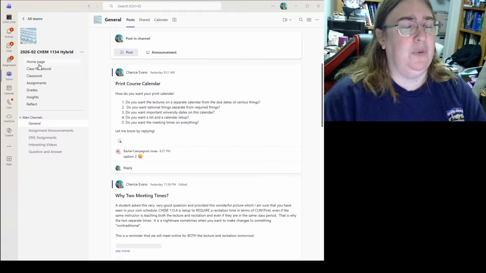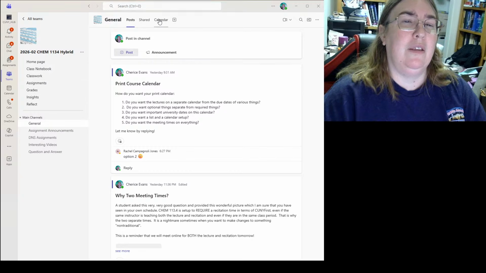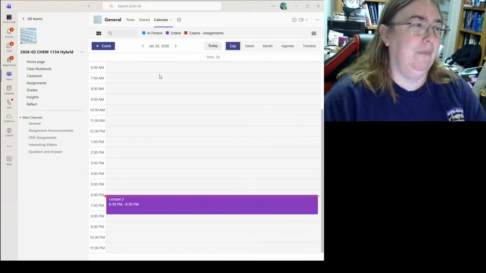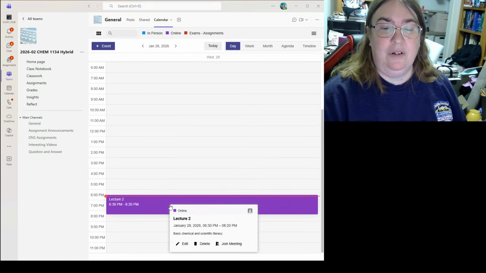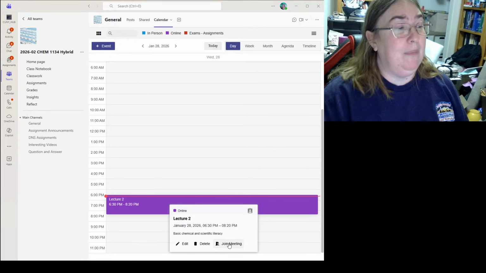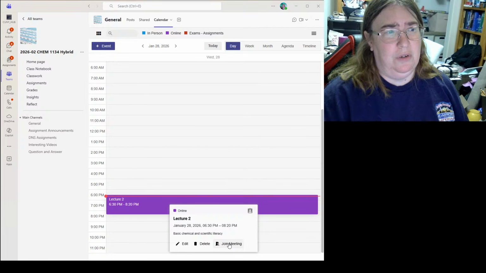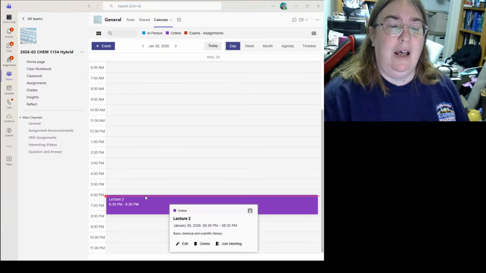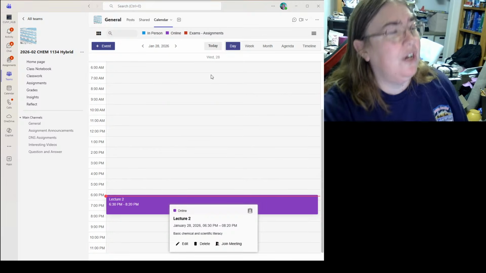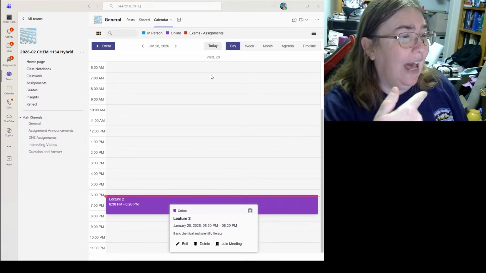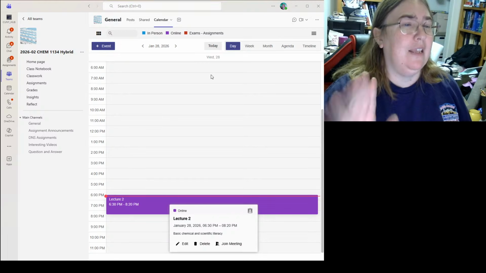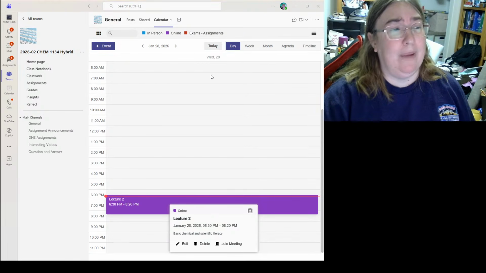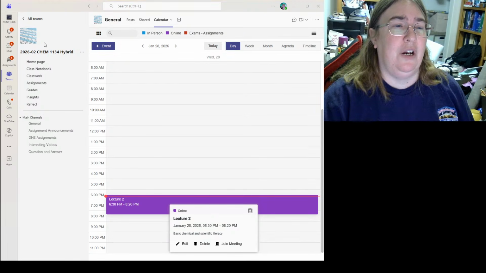Now, the team is more set up. I haven't bothered with the home page yet. There is a shared calendar up here, and you can see that the lecture is in that calendar. And if you hit join meeting, it would send you to the live stream. Additional meetings will be posted in this calendar. Do not share this calendar in the chat. I had somebody in 114 that did that multiple times. The calendar is in the Teams. Everybody can access it there. Please do not share it in the chat.